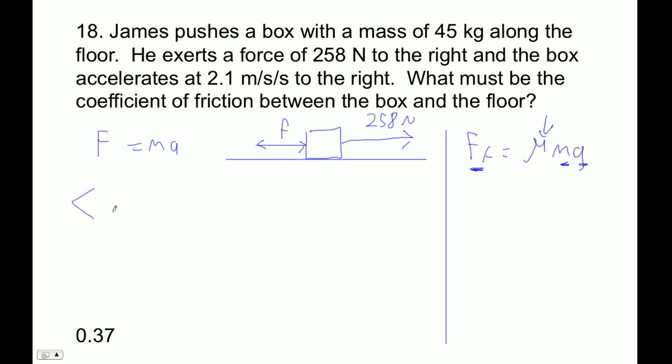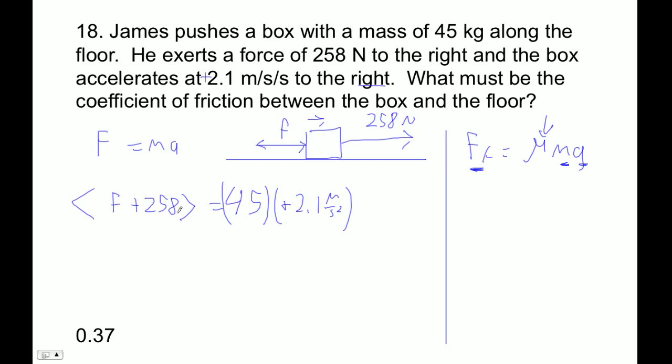So F plus 258 equals 45, and then it must be accelerating that way, right? To the right. So positive 2.1. Oh, now I labeled one set of units.